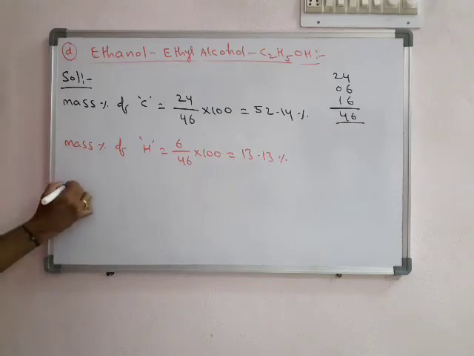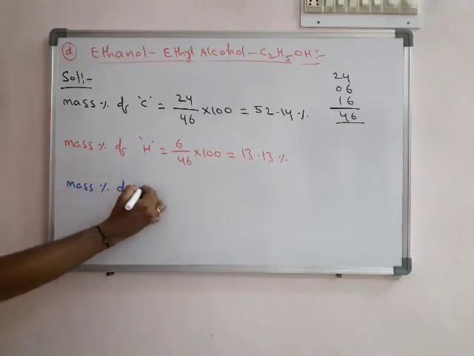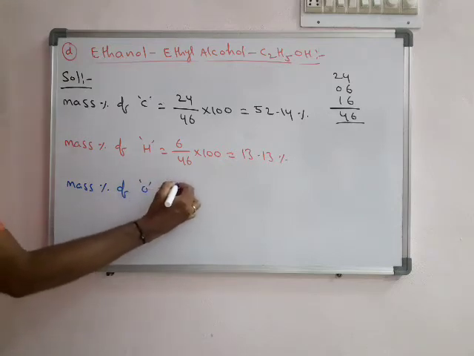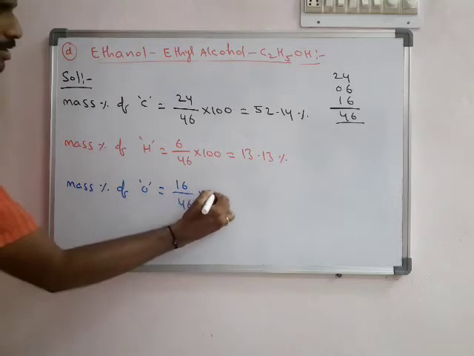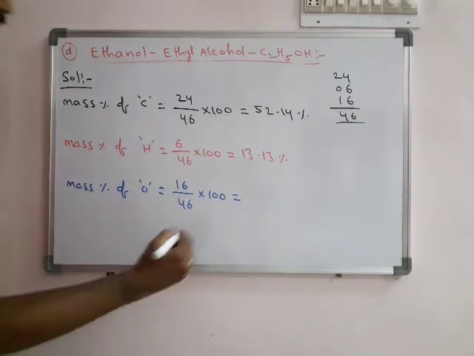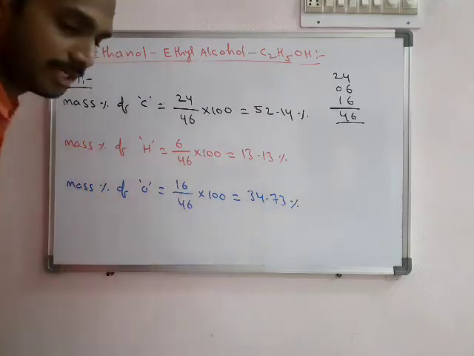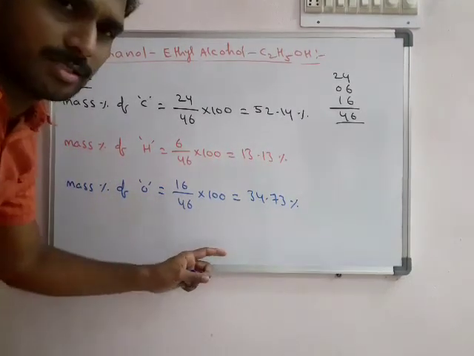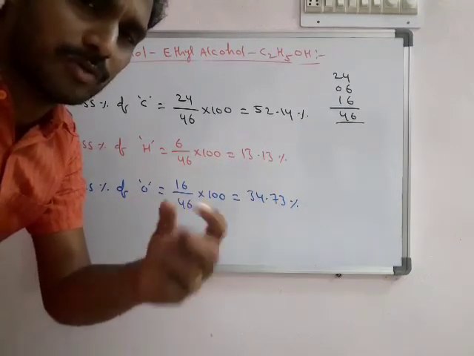Like 100 minus, you can do that, but the calculation can also give that oxygen. Oxygen, how many? Only one oxygen. 16 by 46 into 100. So finally we will get 34.73 approximately. We are giving approximate answers. You can do it yourself; I will write the perfect calculation. Do your own values also.